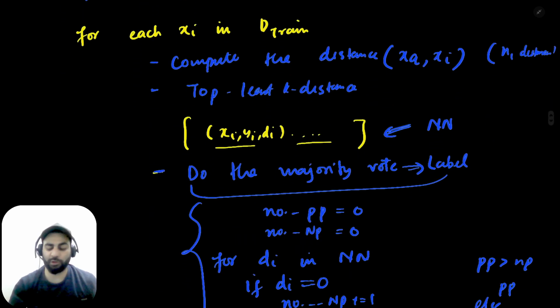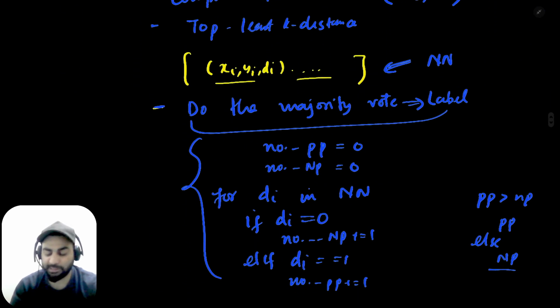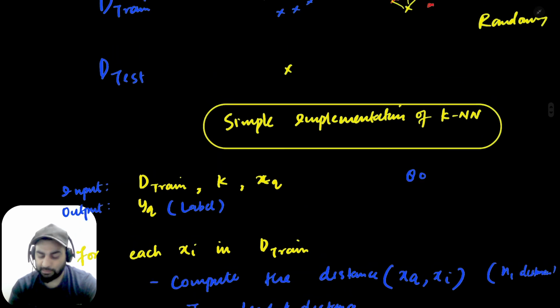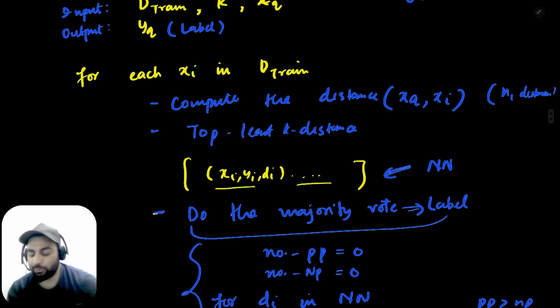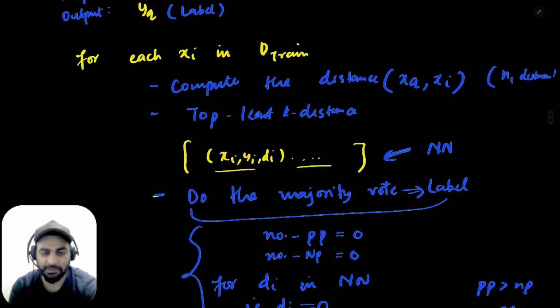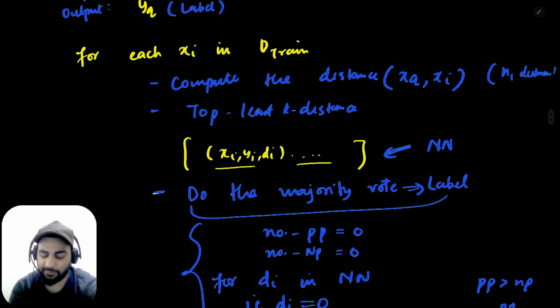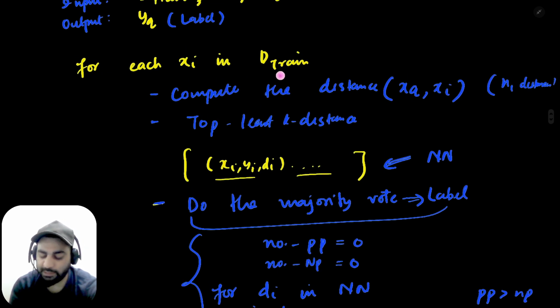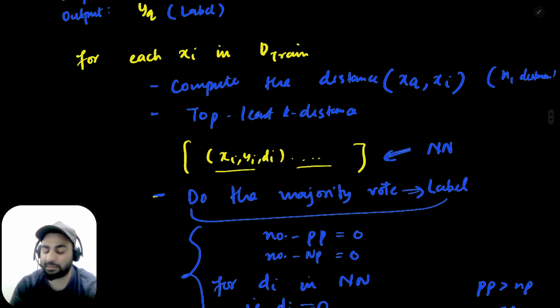So now we'll code this algorithm stepwise. We'll go through the steps in the code, and we'll write the code for it. Okay, is that all right? Yes, sir. So here we'll see the stepwise implementation. The first step was, for each xi in d train, you have to compute the distance to the query point. So you have to implement this algorithm according to these steps.